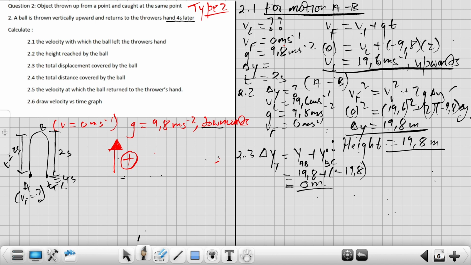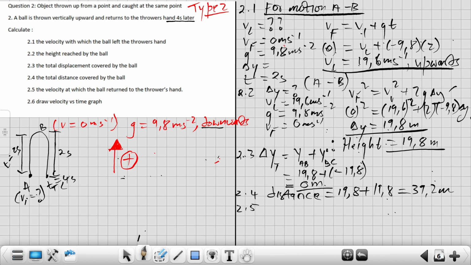But now there's a difference. We need to understand that distance is a scalar quantity, so it has nothing to do with direction. So we can easily add the two and say we are going to have 19.8 plus 19.8, which will give us something like 39.22 meters.